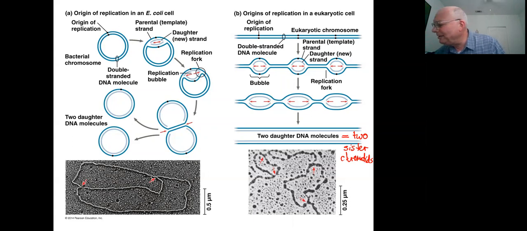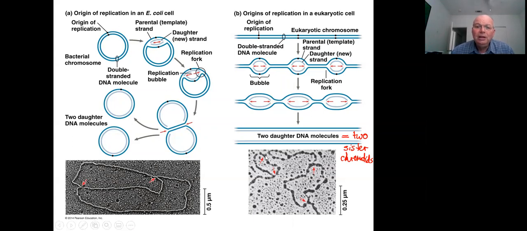Just in case you didn't make that connection, important connection to make. These two daughter DNA molecules become the two sister chromatids that are visible when the chromosomes condense and become visible during the beginning of cell division.